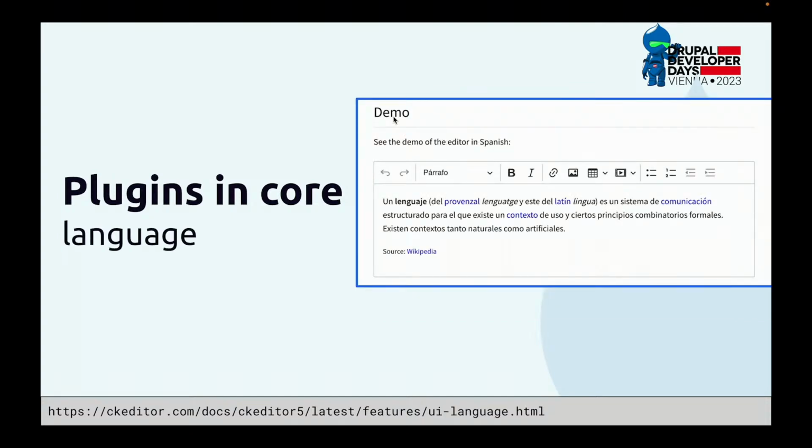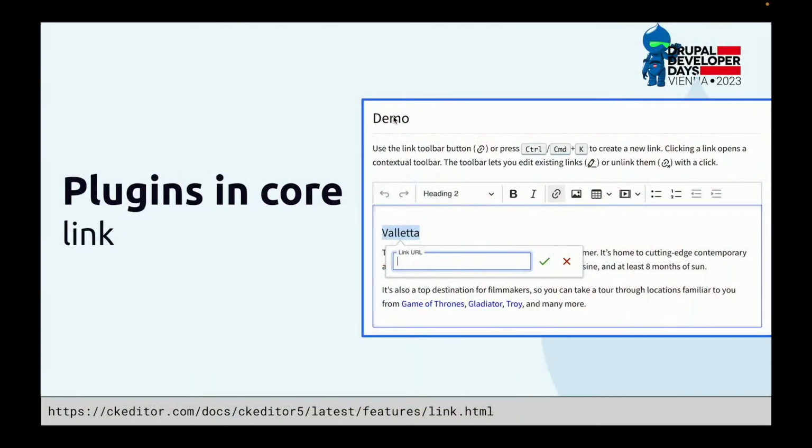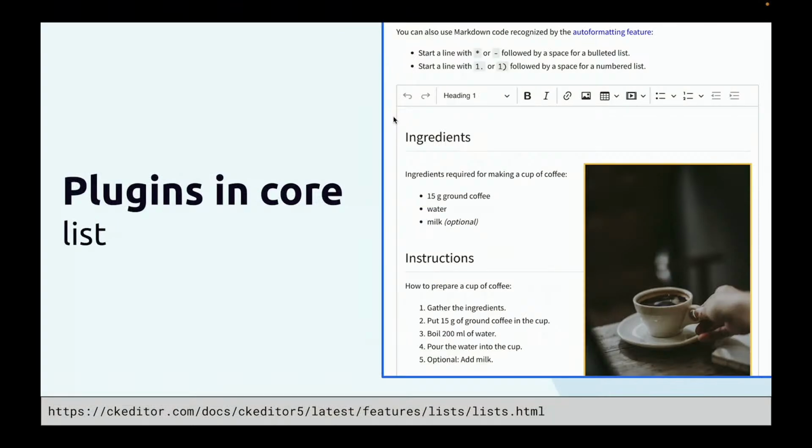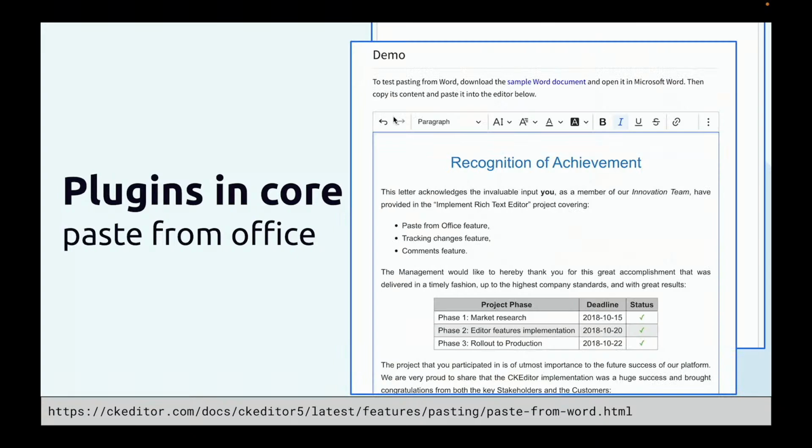We have language. I had a few questions about language support when I presented last time. It doesn't really translate or do anything. You can just mark a particular piece of text as written in a specific language, so it's more for semantic purposes. We have a link, again a simple thing: you select the text, you provide the link, you are done. We have a list. We have paste from Office. So here's a document written in Google Docs, and here's the same document pasted into CKEditor 5.